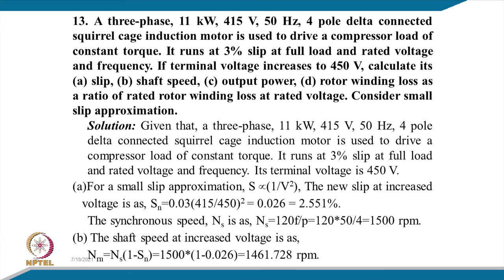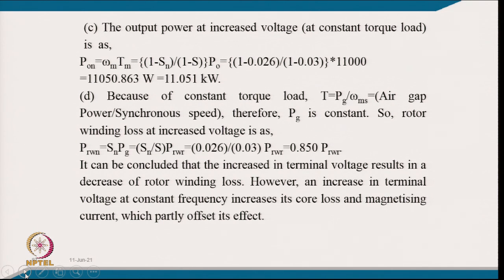So, we calculate that this 11 kilowatt 415 volt delta connected squirrel cage motor is used to drive the compressor load of constant torque and runs at 3% slip at full load and rated voltage and rated frequency. The terminal voltage is 450 volt. For a small slip approximation, again slip is proportional to 1 upon V square. So, the new slip you can calculate, it reduces from 3% to typically 2.511%. Synchronous speed you can find out, and then the rotor speed because of this increase in voltage comes to 1461.72 rpm. The output power at increased voltage at constant torque you can find out with the value corresponding to the slip.